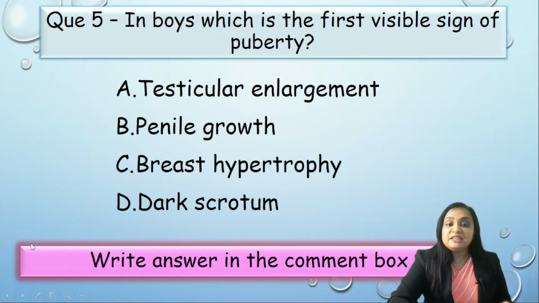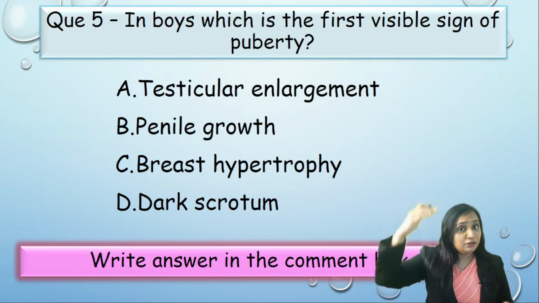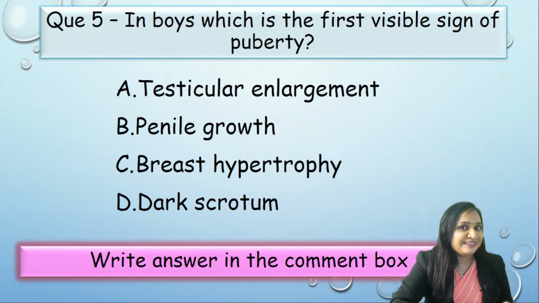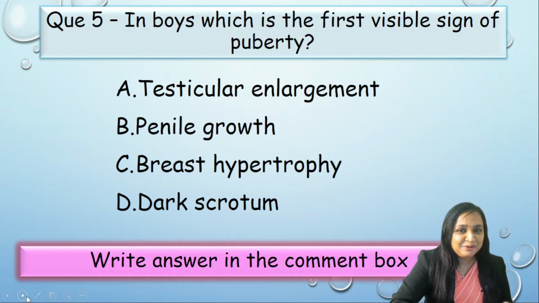Our next question is, in boys, which is the first visible sign of puberty? Your options are A, testicular enlargement, B, penile growth, C, breast hypertrophy, or D, dark scrotum. If you remember that single picture from bottom to up, you will be able to answer this question. Isn't it easy? Yes, it is easy because it's all a mind game.